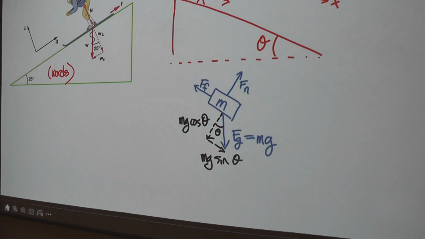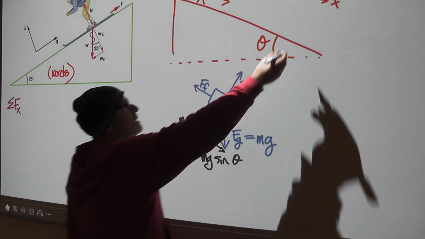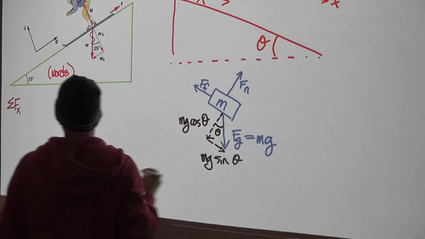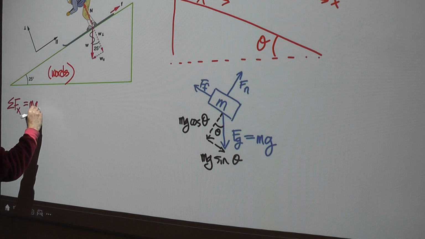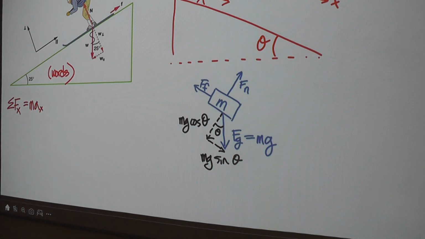The next step is to apply Newton's second law. So what does that look like? Well, we've got two dimensions that we're working with here. So we're going to apply Newton's second law in each dimension, one at a time. Let's start with the x dimension. So the sum of the forces on this object along this axis right here will be equal to that object's mass times its acceleration along that axis.